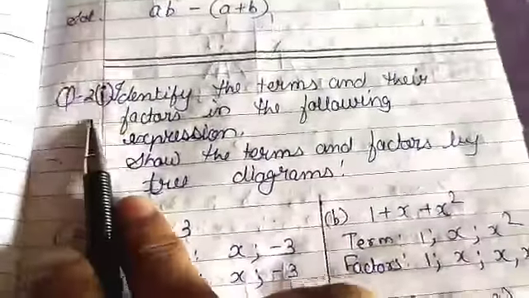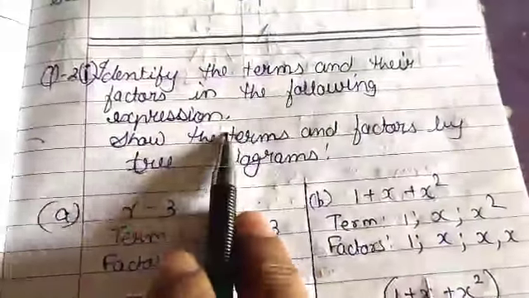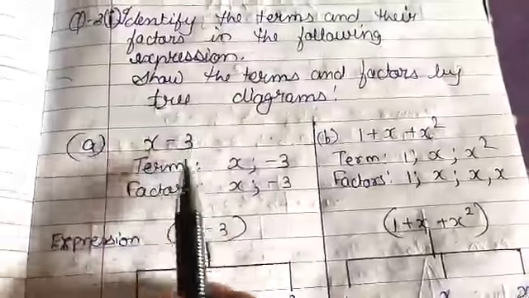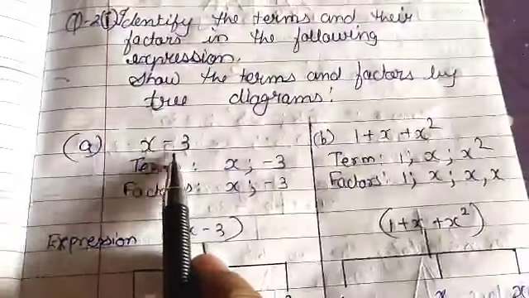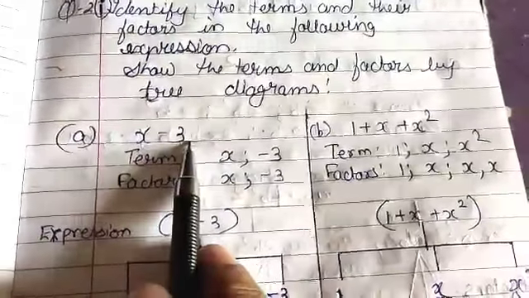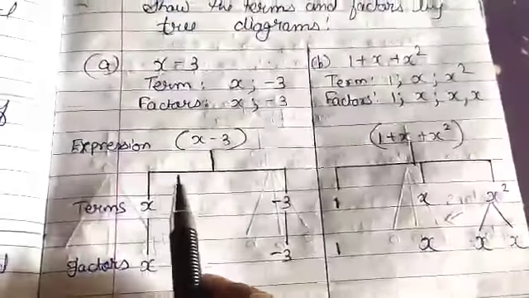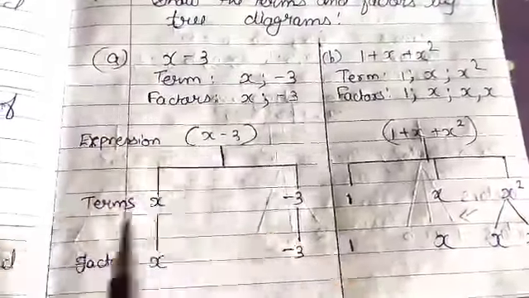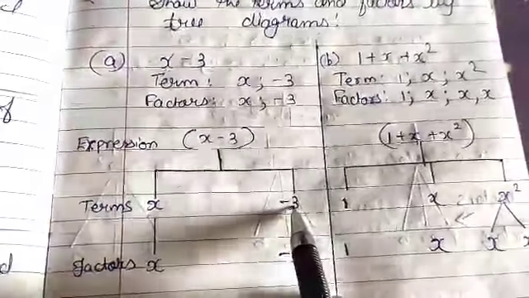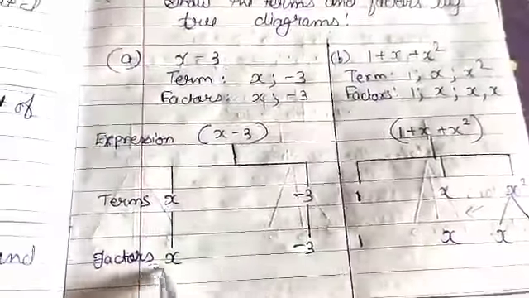Let us see question number 2. In that, first one, identify the terms and their factors in the following expressions. Show the terms and factors by tree diagram. Now dear student, as we all know, an expression having two terms is known as a binomial. The first expression is x minus 3. Its terms are x and negative 3, and the factors are x and negative 3.